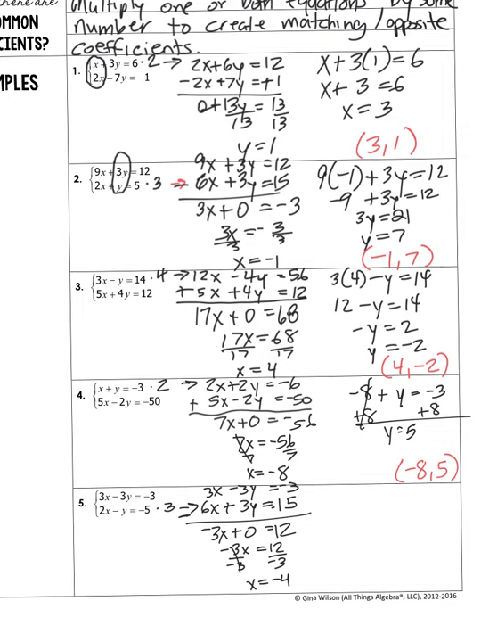If x equals negative 4, let's plug that into our first equation for x and solve for y. 3 times negative 4 is negative 12. Let's add 12 to both sides. Divide by negative 3. So the solution to this system of equations is negative 4, negative 3.